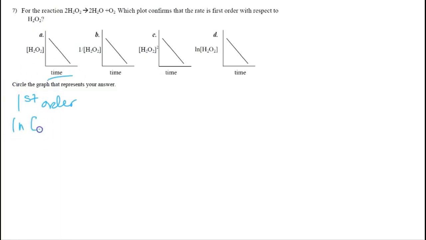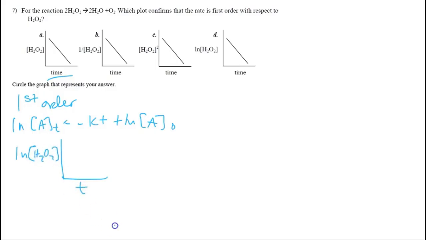We're looking at natural log of A_t is equal to minus kt plus natural log of A at time 0. And of course, if we were to graph this, that means we're looking at the natural log of H2O2 versus time. And because they're telling us that that's going to represent first order, we should get a straight line with a negative slope. Now all we need to do is find the graph that looks like this, and that's it.